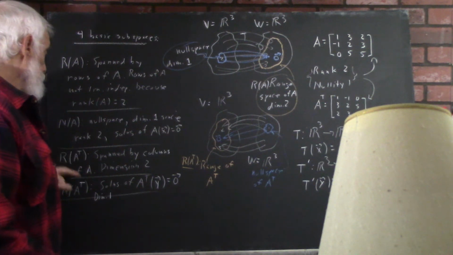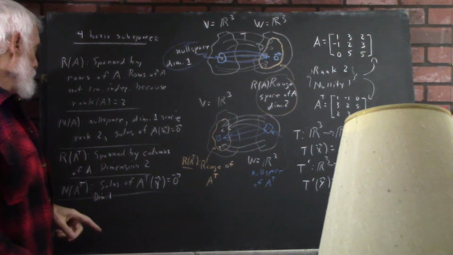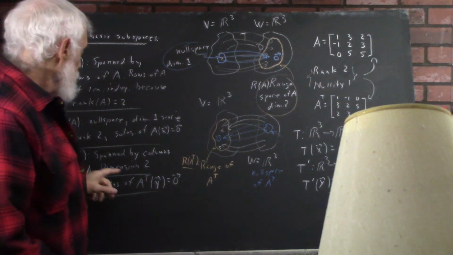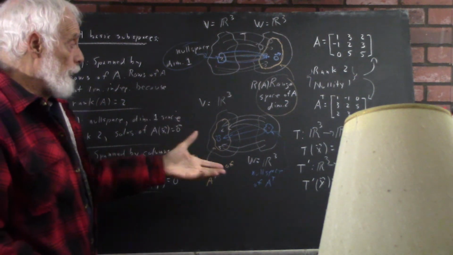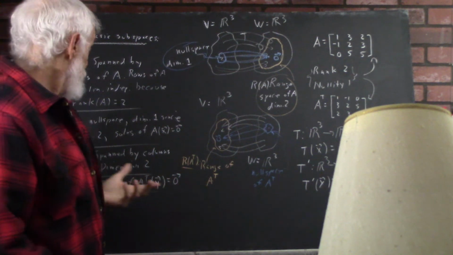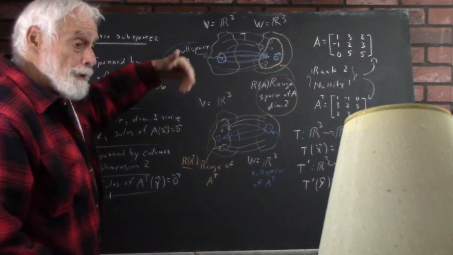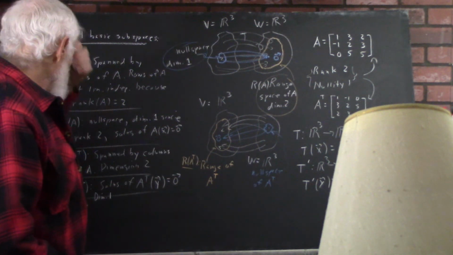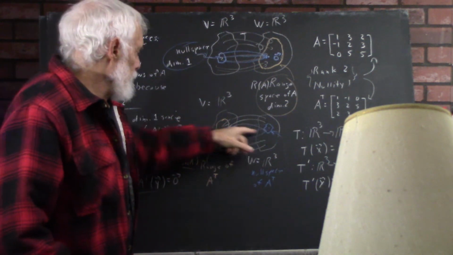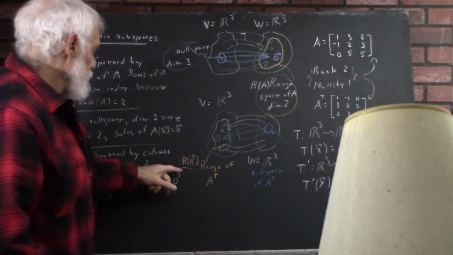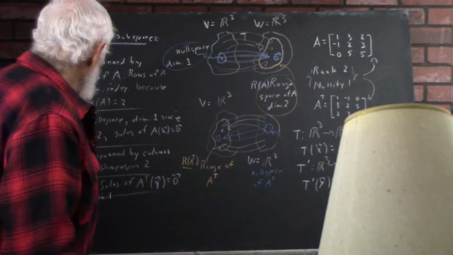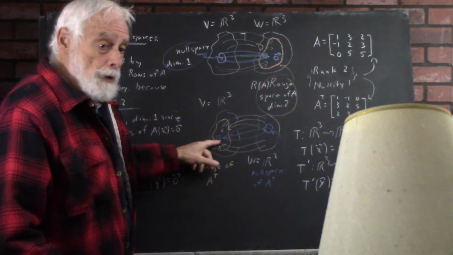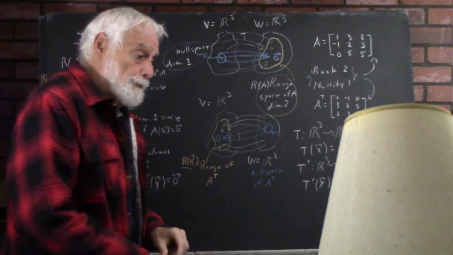Then you have the range of A transpose, which is spanned by the columns of A. It has dimension 2 because the rank of A is 2. So the columns or the rows span a two-dimensional subspace. So we have that here. That's the range of A transpose. And we have the null space of A transpose, the set of vectors over here that map to the zero vector.